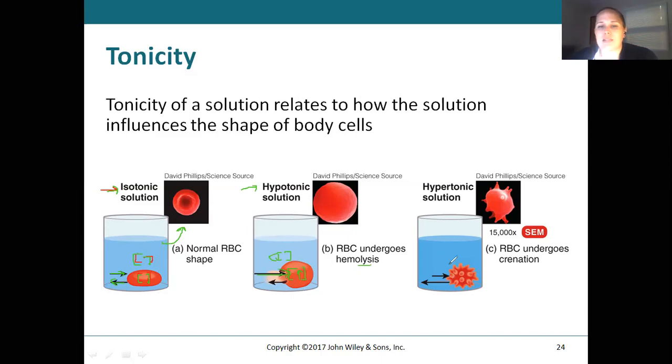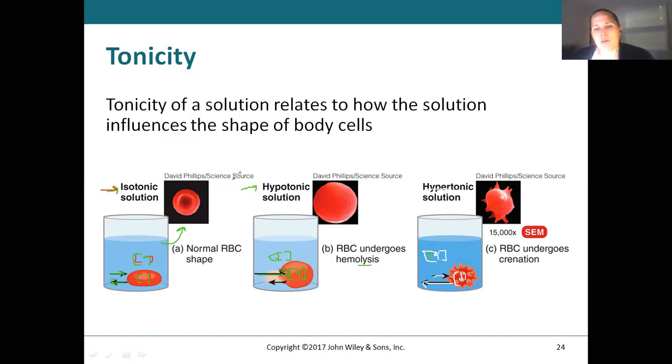Now, in the case of a hypertonic solution, you have a high concentration outside the cell and a low concentration of solutes inside the cell. Wow, these colors are not great. Because of that, water wants to leave the cell, so you have more water leaving the cell than going in. What that leads to is crenation, a raisin-type, dehydrated structure. And that's the case of a hypertonic solution.